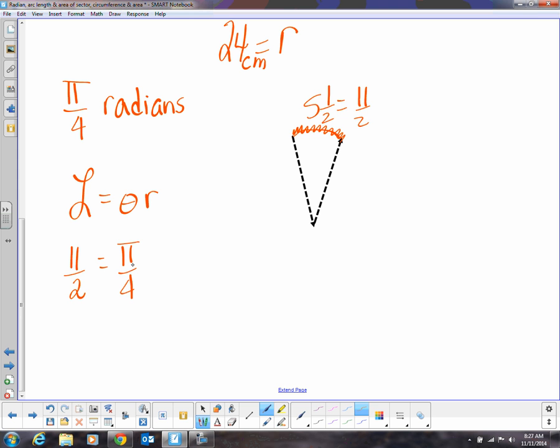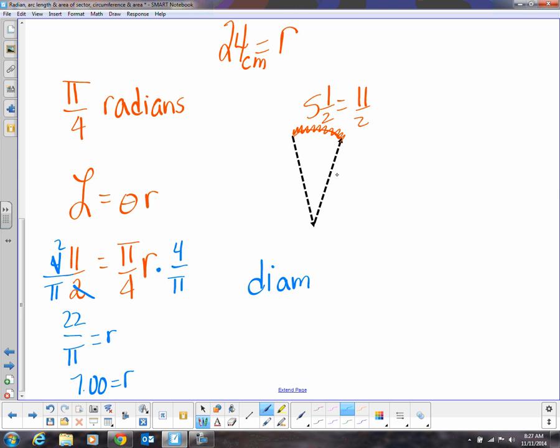And to double check to see if we did this right, it is asking for the diameter, which is part of a radius. So we're going to multiply by the reciprocal. 2 goes into 4 2 times, so we get 22 over pi is the radius. That's approximately 7.00. They didn't ask for the r, they asked for the diameter. How do I go from a radius? Multiply by 2. So that is going to be 28.